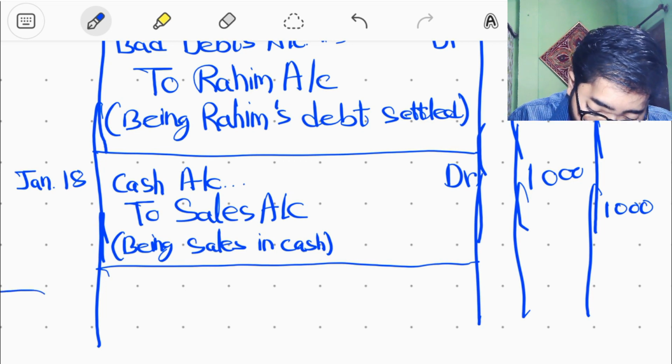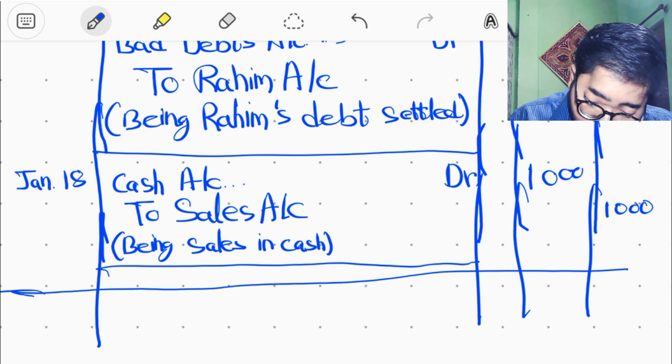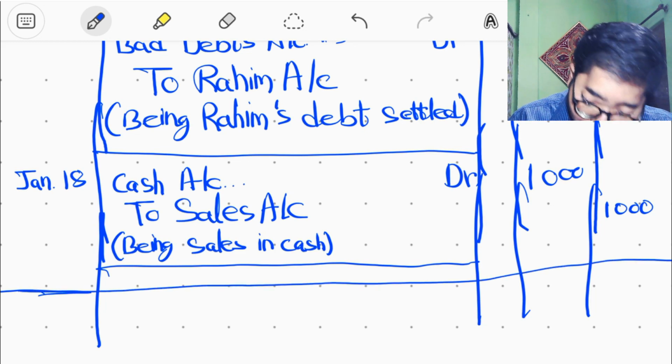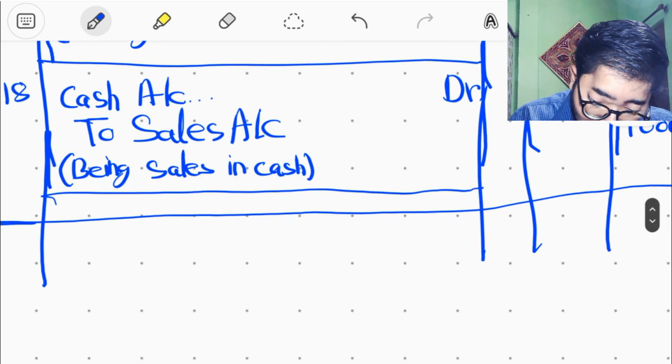Now it's time for the ledger posting. We will be posting these entries, these journal entries, in the ledger, or we would be making a ledger posting.